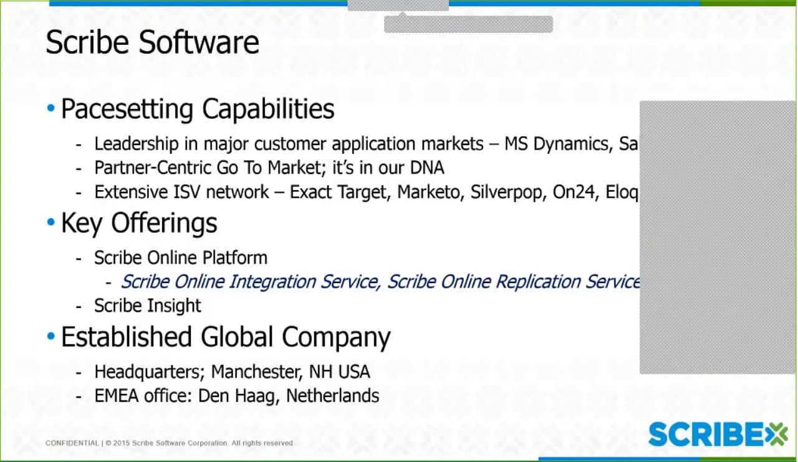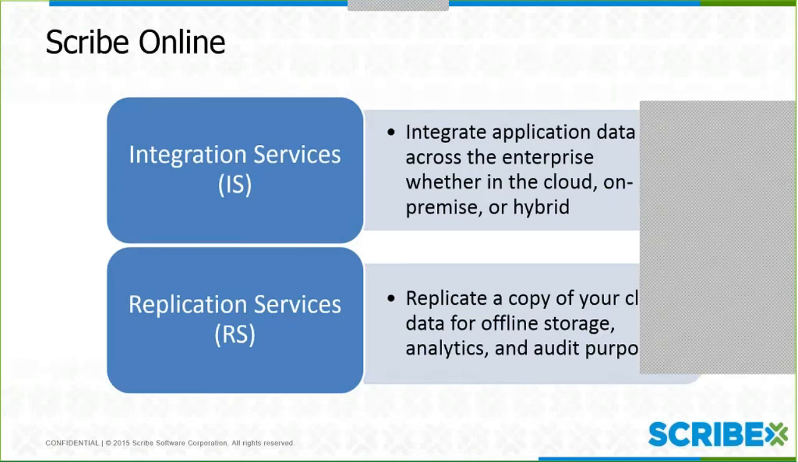Our key offerings are both cloud and premise-based. With our Scribe Online platform, we provide integration services as well as our replication services. And our Scribe Insight platform provides migration and data integration services that can be used on-premise, in a hybrid scenario, or even in the cloud as well. We're certainly an established global company in this respect, and we have headquarters in Manchester, New Hampshire, as well as Den Haag in the Netherlands.